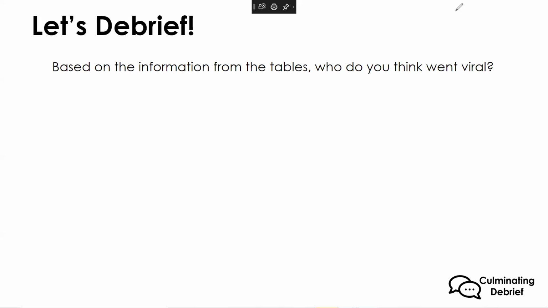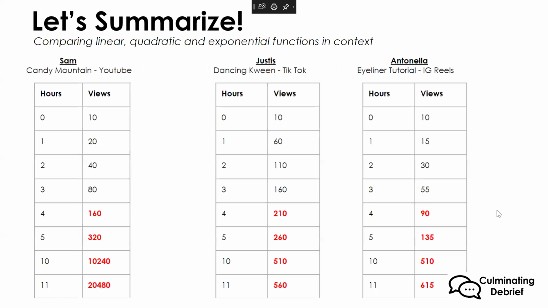Who do you think went viral? Looking at your table. Some people are saying Sam, some people are saying Justice. If we actually continue the table, this is what it looks like. Who actually went viral? Sam, because he's growing exponentially. Exponential is going to have the fastest average rate of change over the longest period of time. Now shortest period of time, it's kind of a toss up between these two, but I think Justice wins.